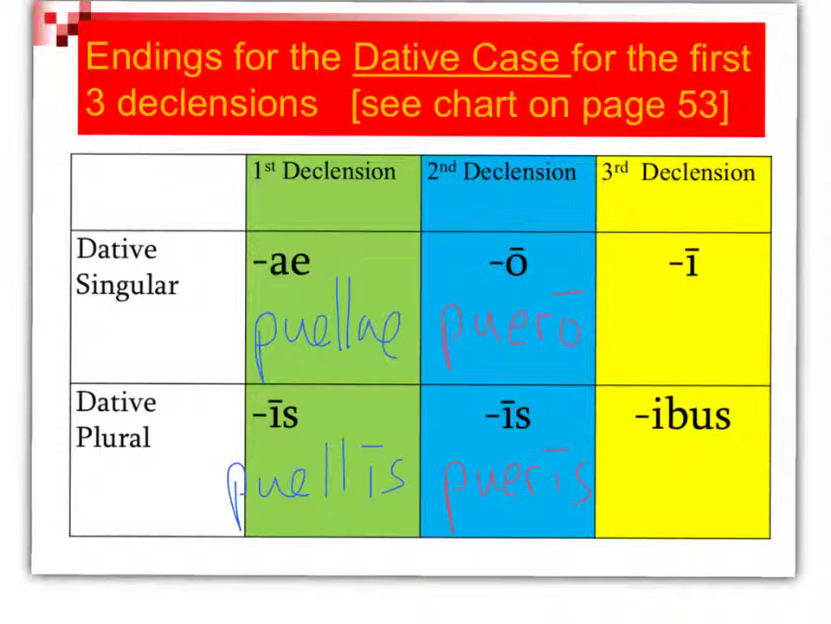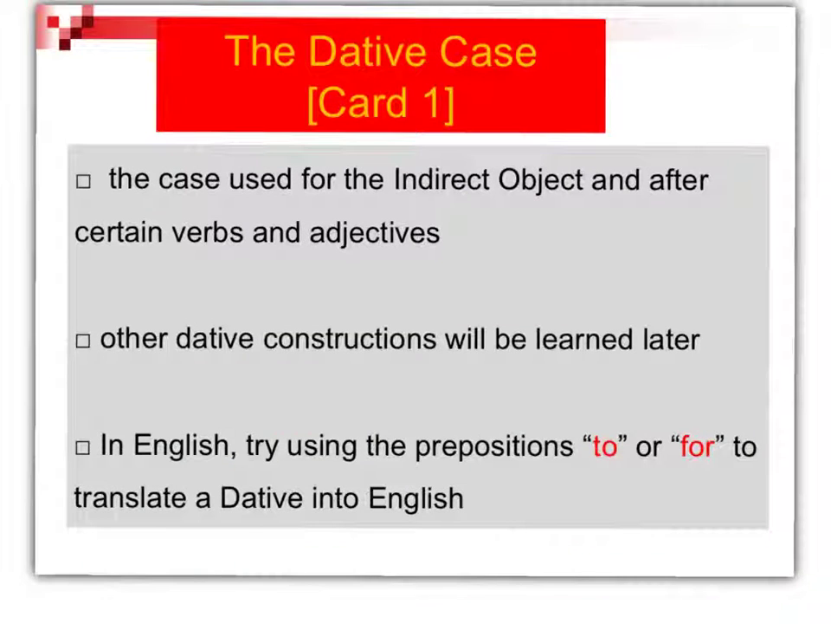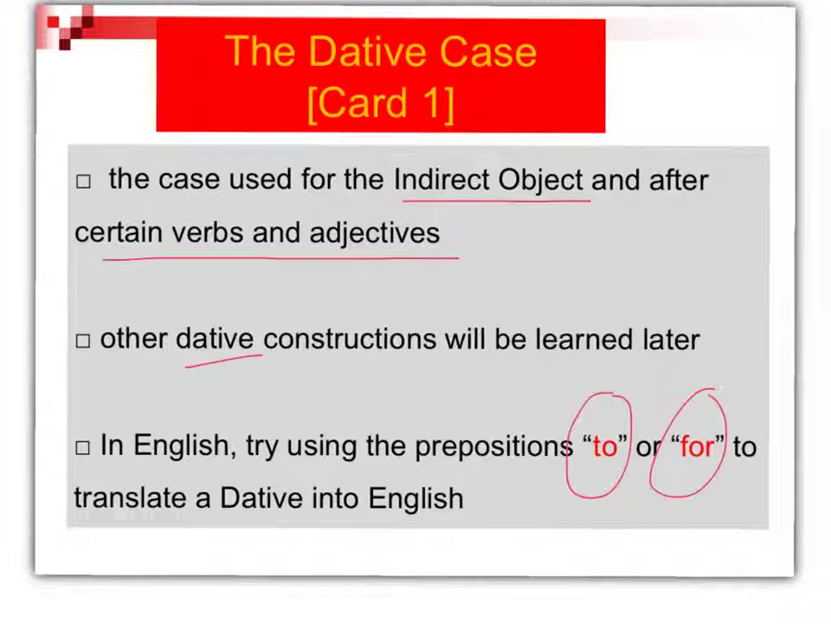And third declension is a long I in the singular. So if you're giving something to your brother, that would be fratri. Or if you're giving something to your brothers, fratribus. So again, the dative case is most commonly used for the indirect object and after certain verbs and special adjectives. We'll learn other stuff later, in later chapters with the dative. And remember to use 2 or 4 commonly when translating a dative noun and adjective into English.